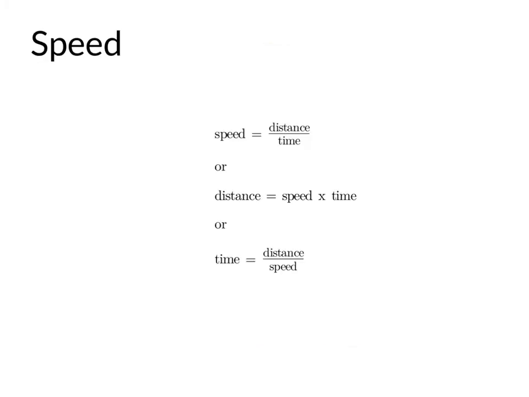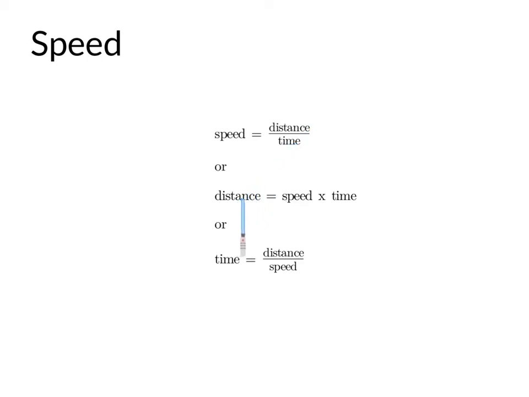Alright, so speed is how fast we are going. So it's how much distance we cover in how much time. Now if we ask you to do these sort of calculations, you might be asked to do one of three calculations. And they're all the same. It's just we change what we want to find out. In this one, we want to find out the speed.